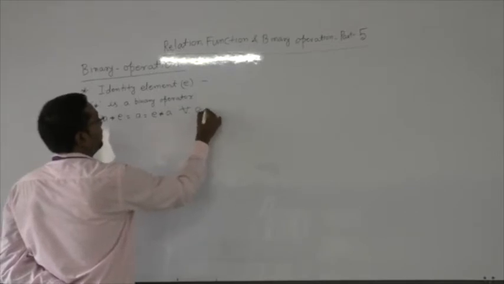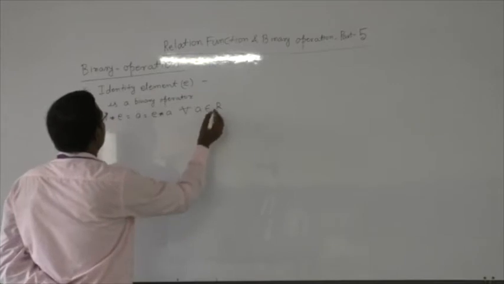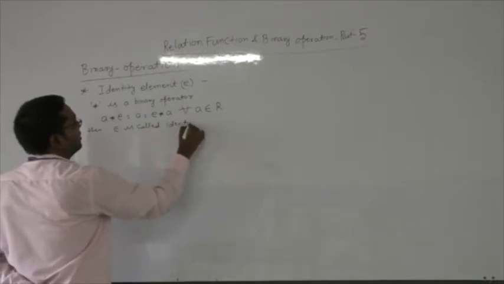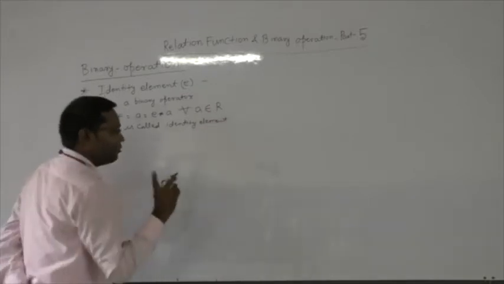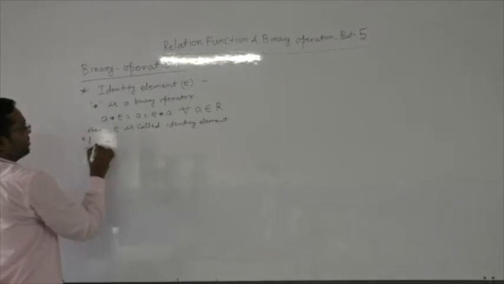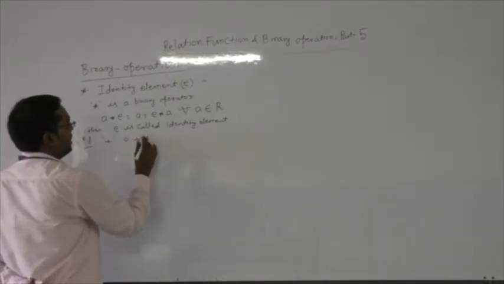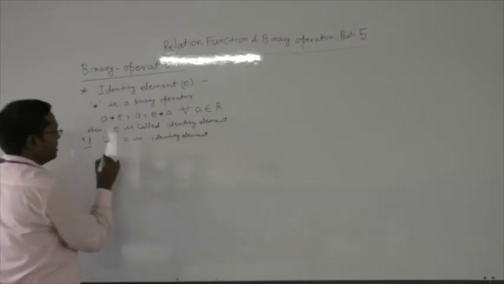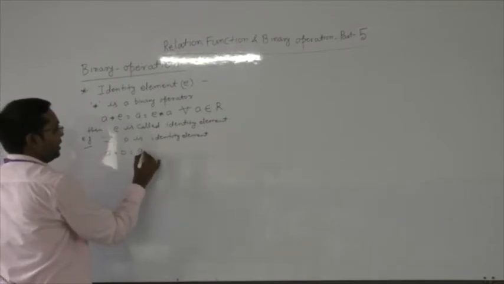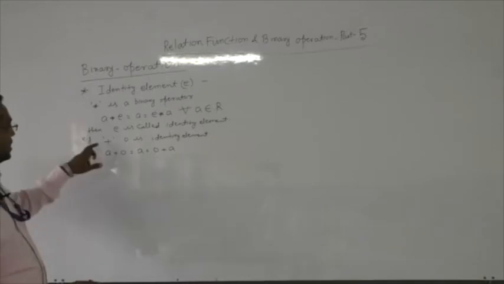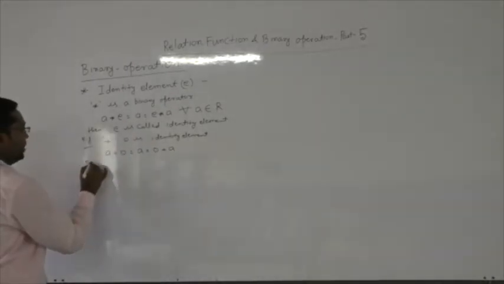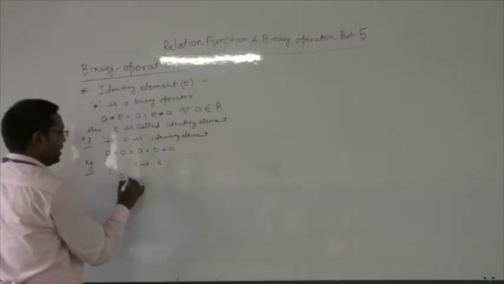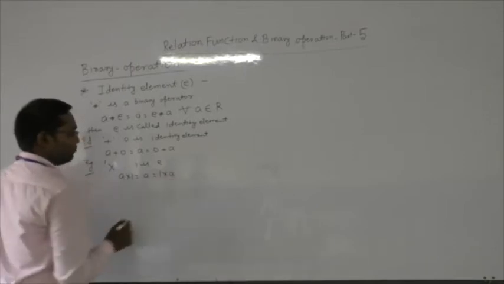Then for all A belonging to the real numbers on which the star is defined, E is called the identity element, okay. For example, with respect to addition, 0 is the identity element. Why? Because A plus 0 equals A equals 0 plus A, right? Similarly, with respect to multiplication, 1 is the identity element. Why? Because A into 1 equals A equals 1 into A, okay.